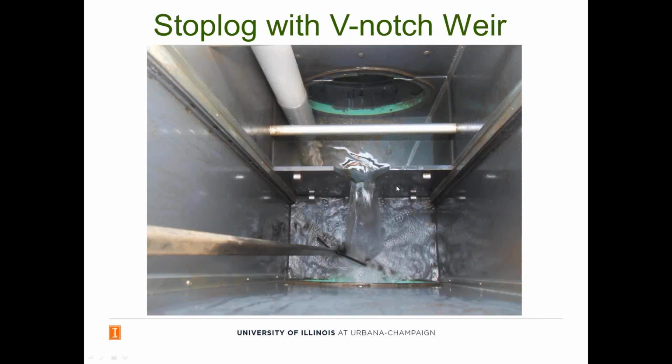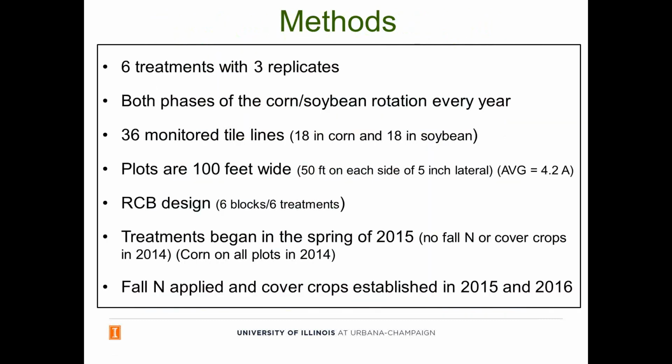Here's a close-up of the V-notched weir. Here's the tile coming into the agri-drain structure, and there's the water going over the V, and the pressure transducer is in this stilling well right here. This just happens to be the tool that agri-drain gives us to move the stop logs.